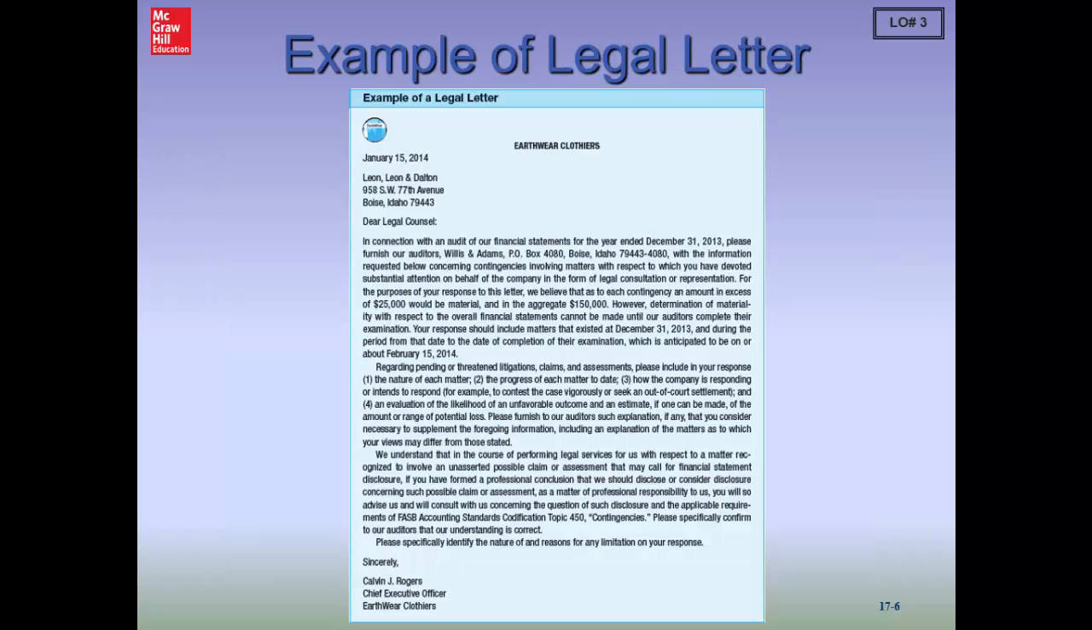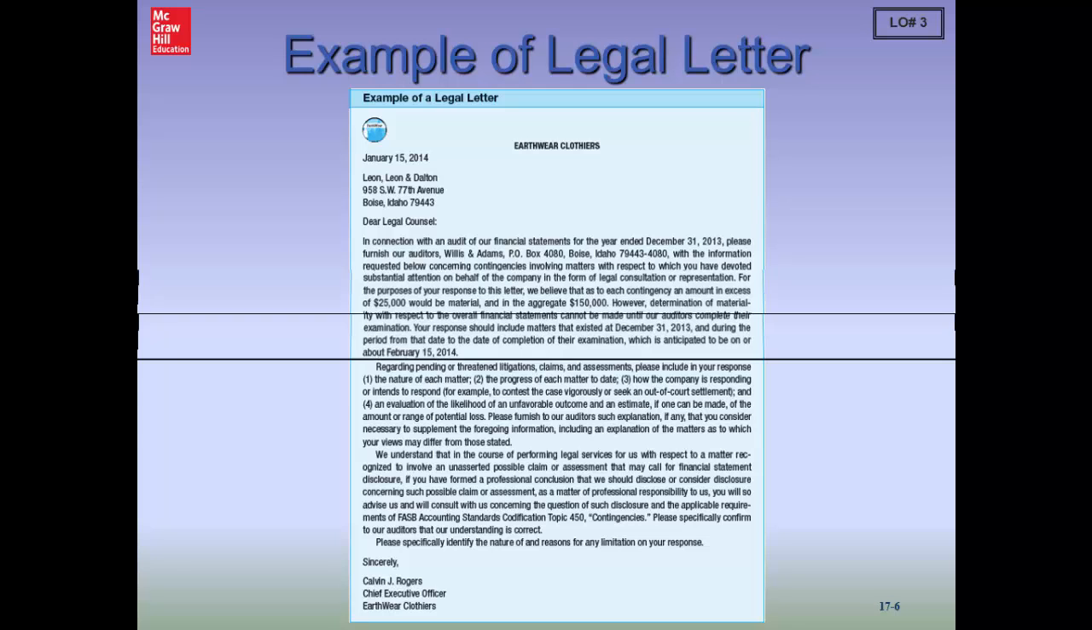This is an example, and this is coming from the book. Essentially what you see here is a legal letter, a letter that we are submitting to the primary attorney of the organization. And what we're looking for from this attorney is for him or her to identify any claims that may lead us to believe that these claims should be contingent liabilities.